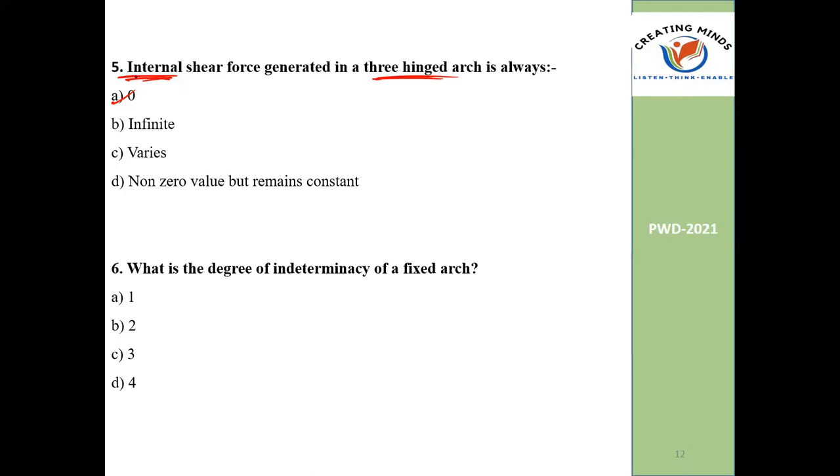What is the degree of indeterminacy of a fixed arch? Three, because the external support reactions are six and the available equilibrium equations are three. Six minus three is three. Right.